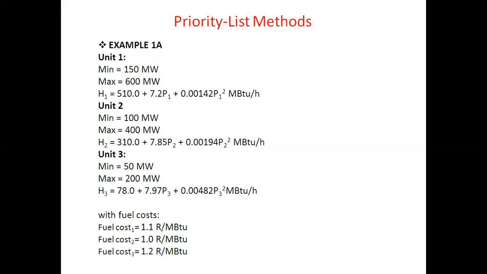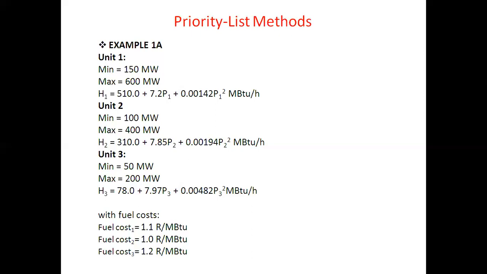So first of all, and also how the units are consuming fuel, the generating unit at a specific rate, that is MBTU per hour, is also given in this equation. How the generating units consume fuels at a specific rate is also given in this particular example.